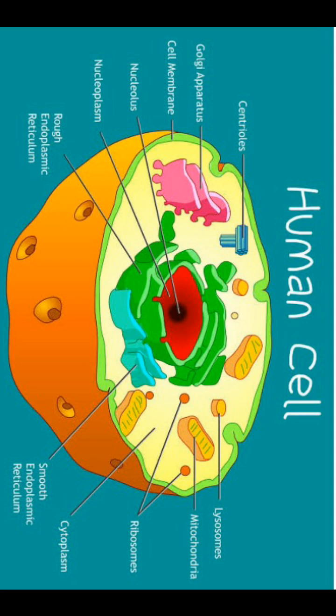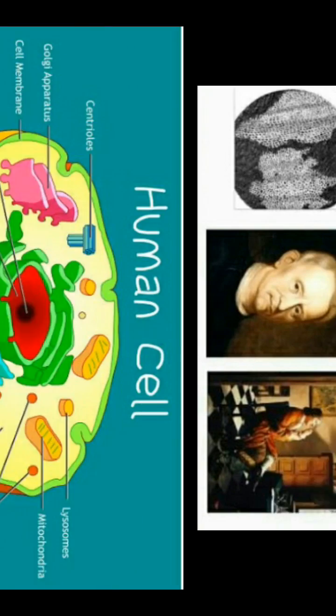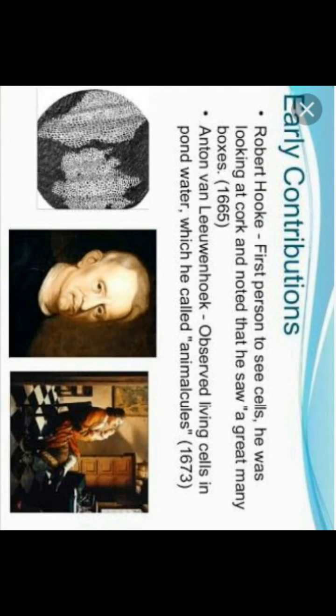Understood? Now, I am going to introduce a great scientist here. You can see on the screen, under early contributions, Robert Hooke, the first person to see cells. He was looking at cork and noted that it had a great many boxes, in the year 1665, and he was popularized as a scientist who discovered non-living cells in a cork piece and named those as cells.